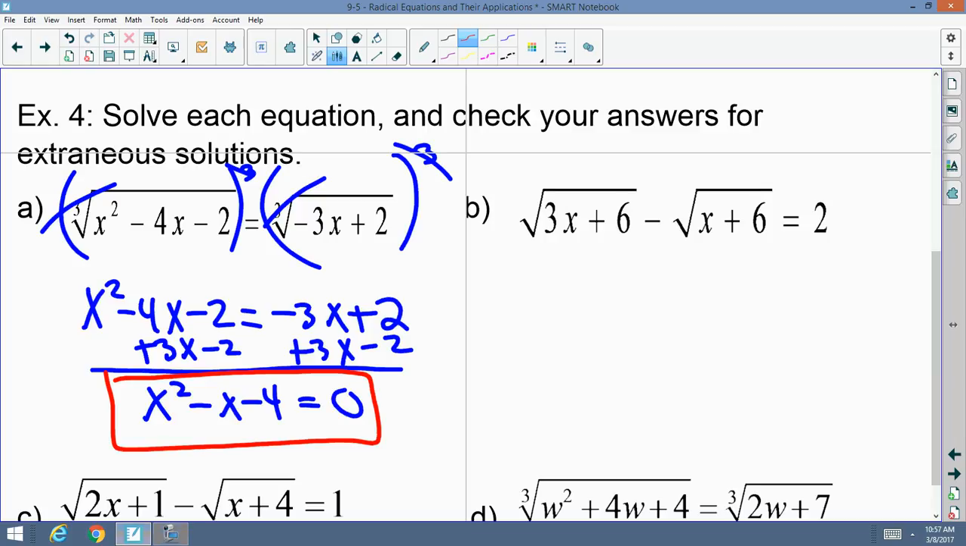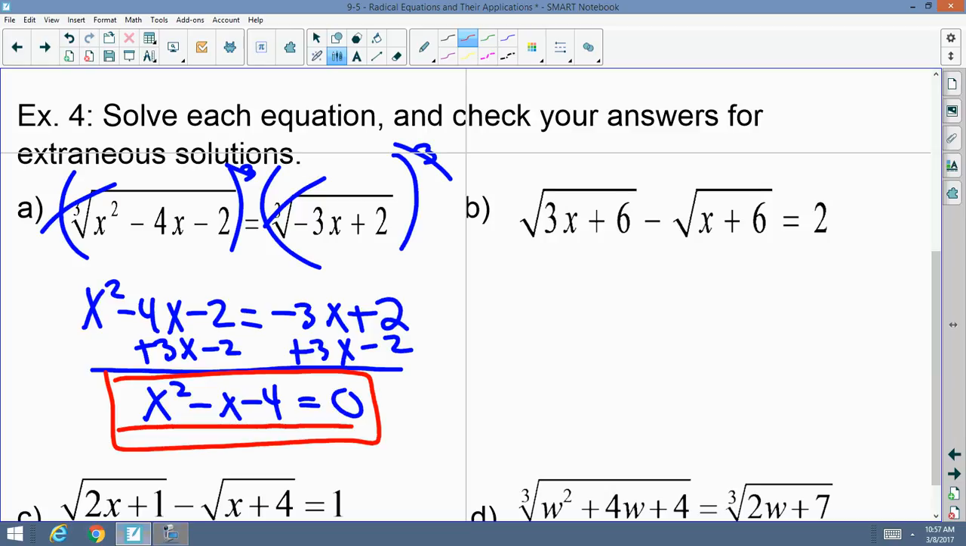So if I give you something like this on a quiz or a test, which it's my goal not to do that, but if I do, leave it just like this. Stop right there. Okay? Make sense?